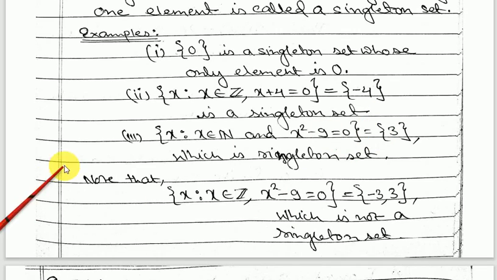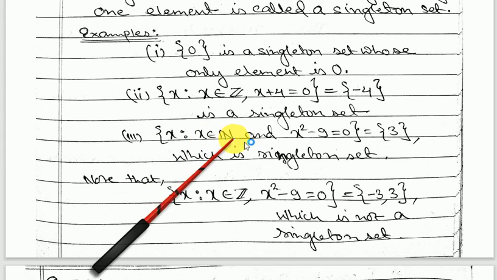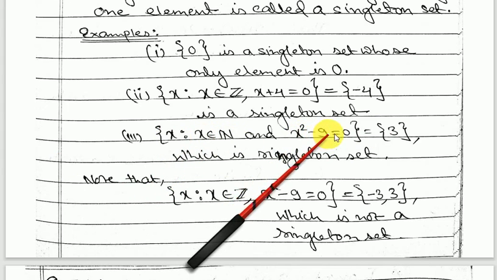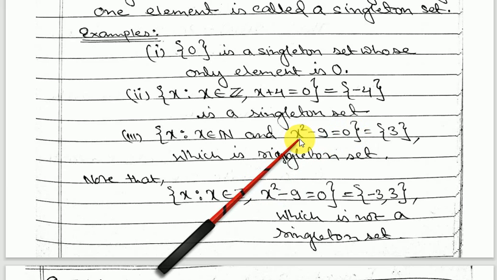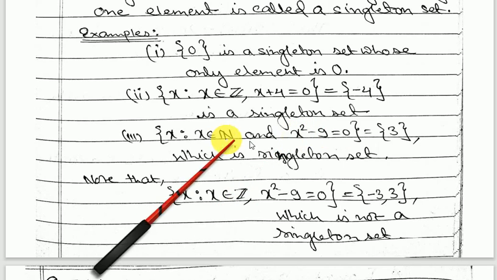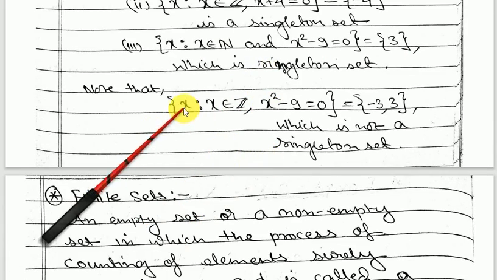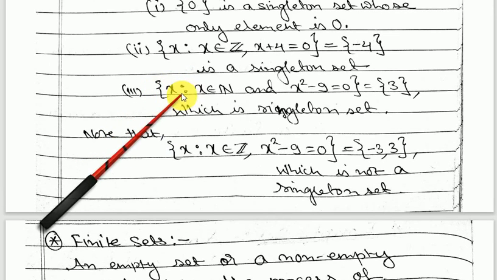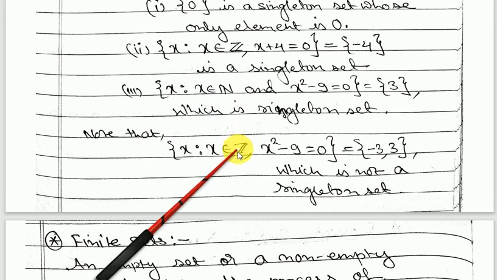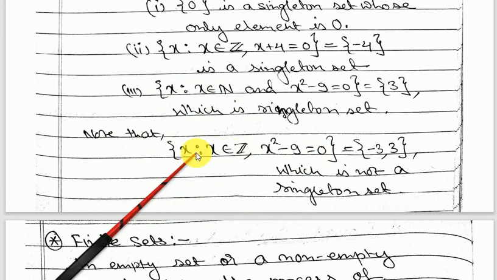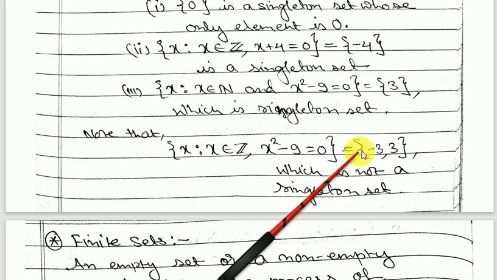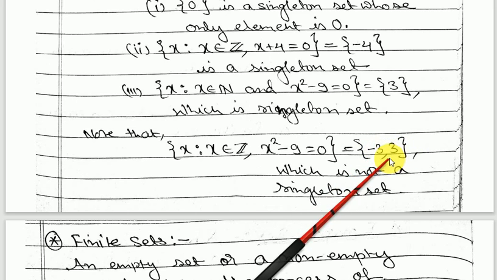In the same way, there is a set containing elements x such that x is a natural number and x square minus 9 equal to 0. We know that minus 3 square is 9, but minus 3 is not a natural number. 3 square is 9 and 3 is a natural number. So this set will contain only 3, so it is a singleton set. In this same set, in place of N, the natural numbers, if you had taken Z, then this set would have contained minus 3 and 3. In that case, it is not a singleton set because it contains more than one element.